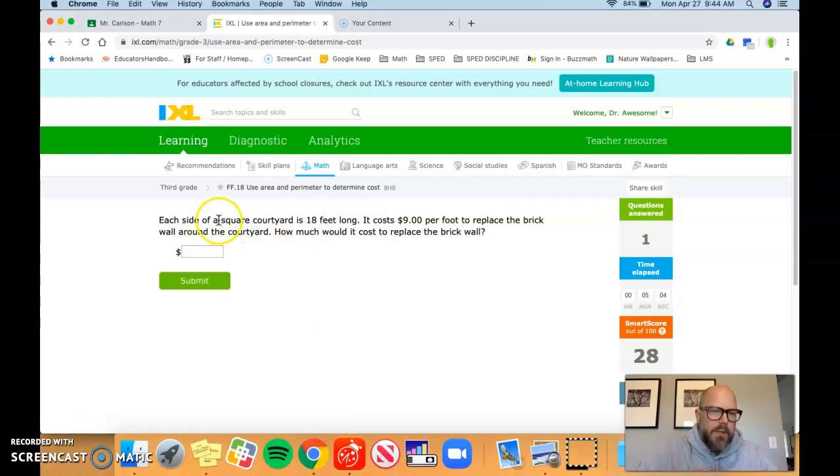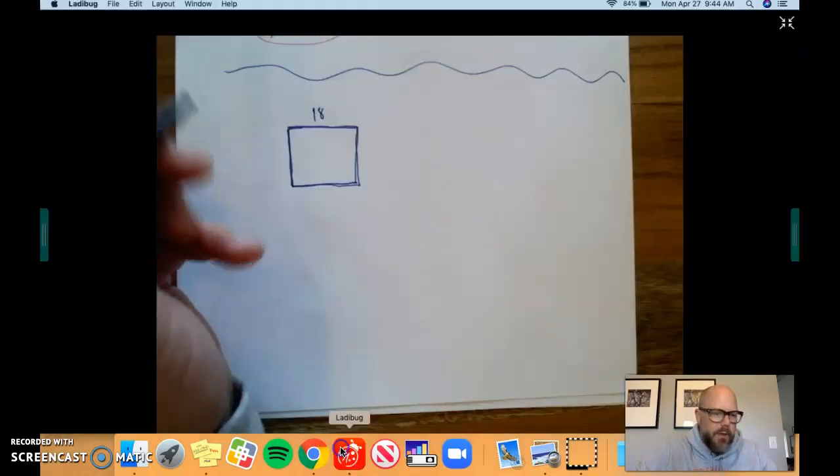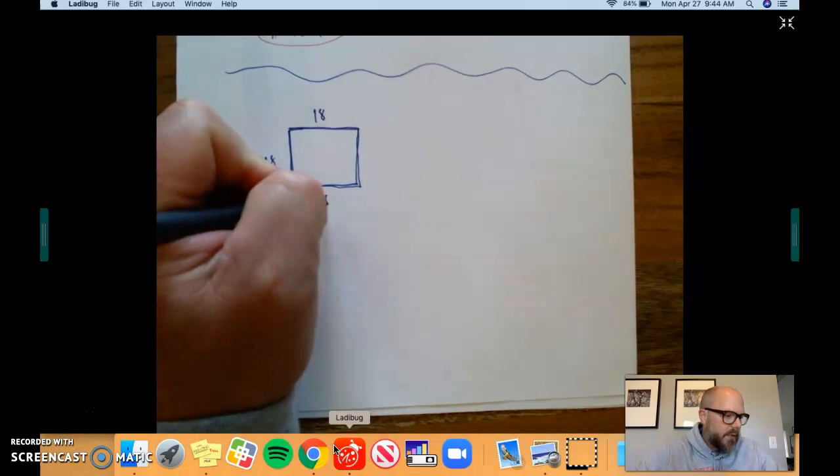It also, they said it's a square. So we know that a square has equal sides. All 4 sides are equal. And each side, it says, is 18 feet. So I'm over here on my drawing and I'm putting 18 on each side so I don't forget.